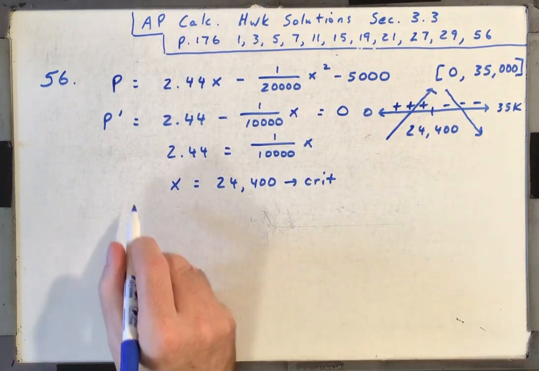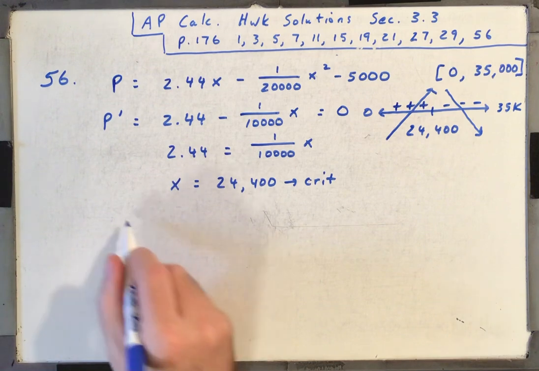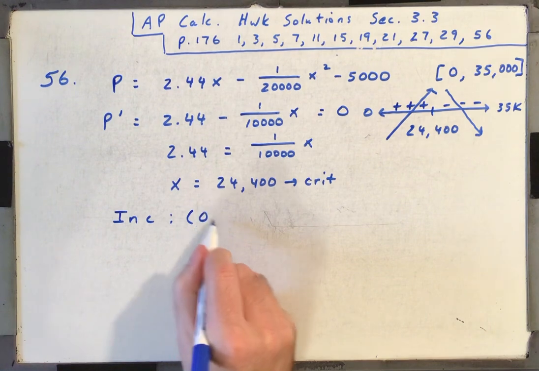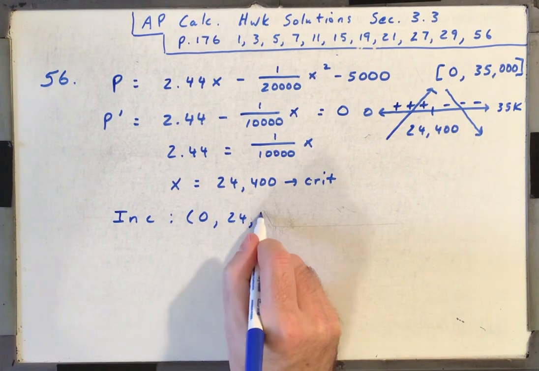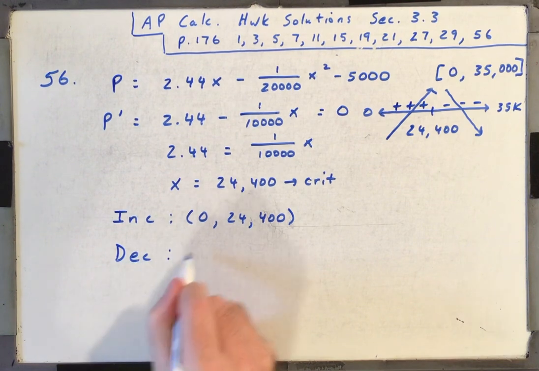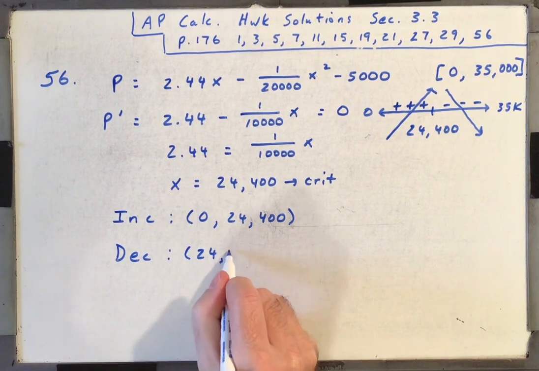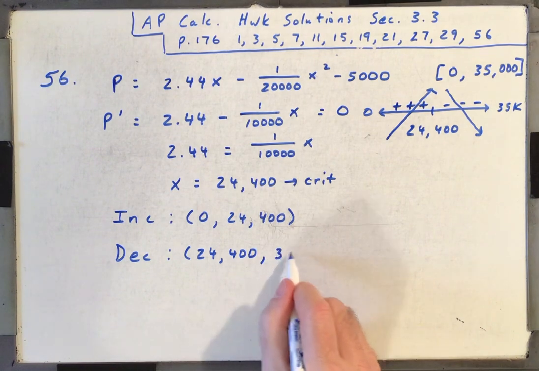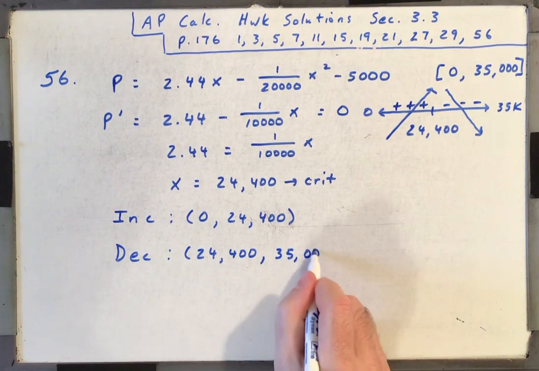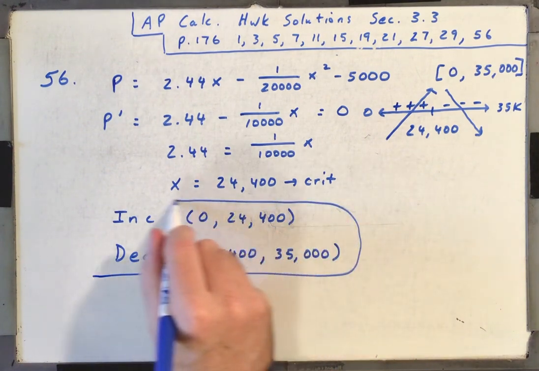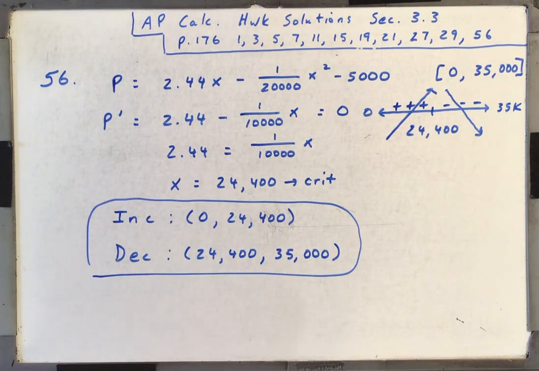So we're going down. The problem just asked increasing or decreasing. So we are increasing from 0 to 24,400. And then we are decreasing from 24,400. Our profit is decreasing. So we better stop making them at 24,400. Don't make more. You start to make less money.